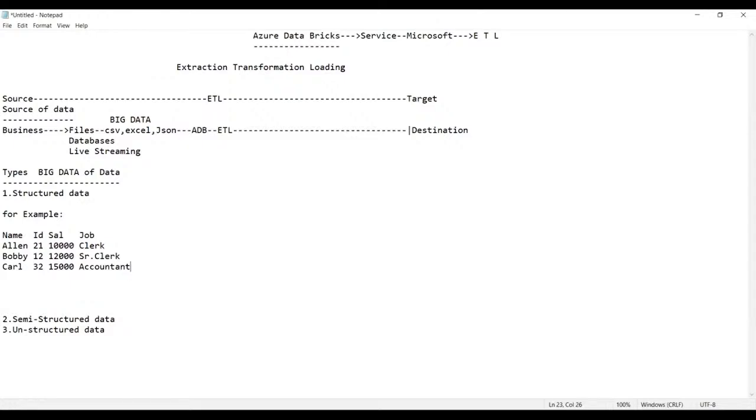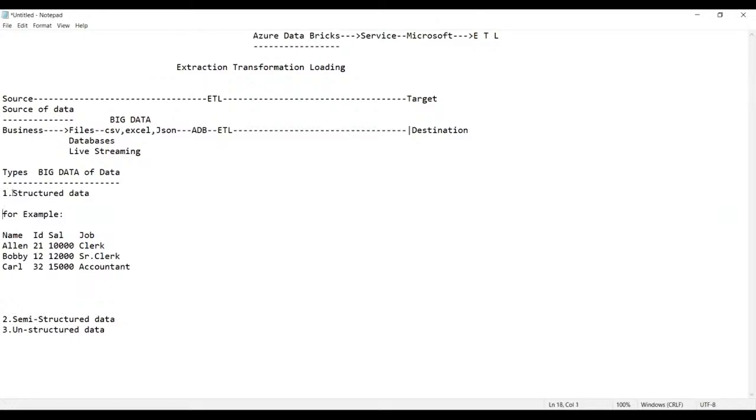Now tell me, this data is in which format? Can you tell me, guys? It is rows and columns. Am I right, guys? Yeah. It is in the proper form of rows and columns. Hence, this kind of data is called as what, guys? Very good. Structured data.